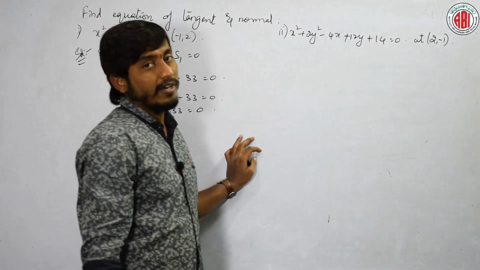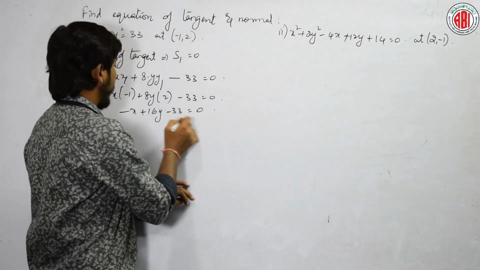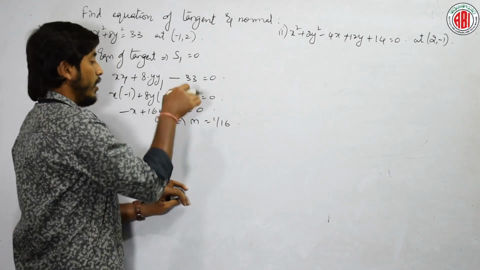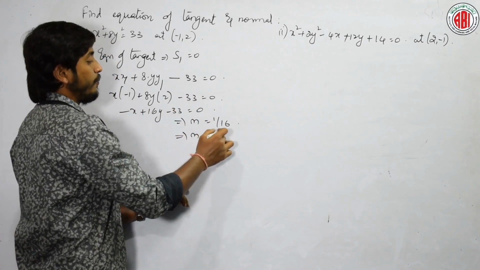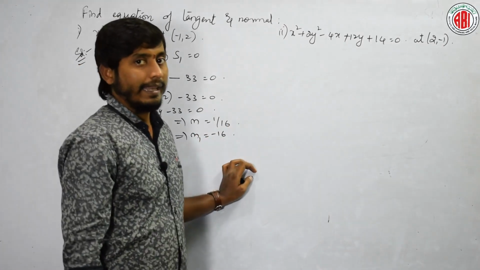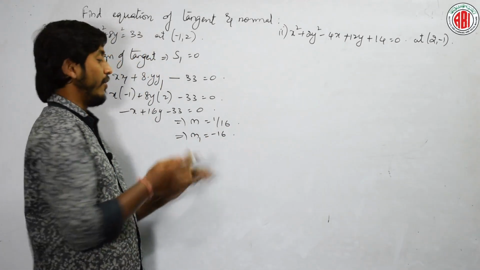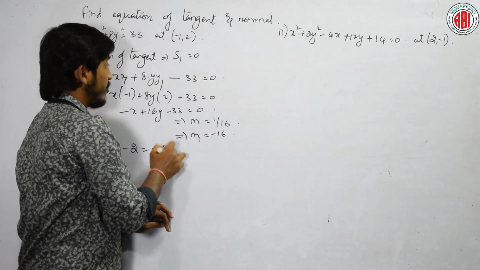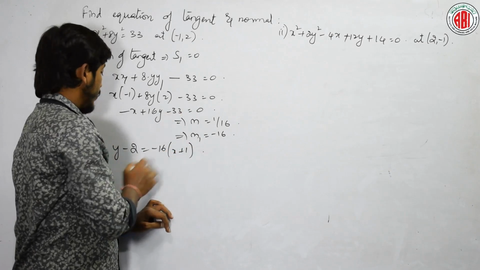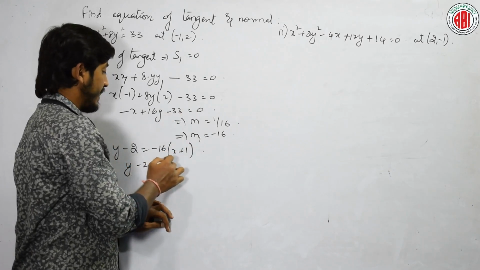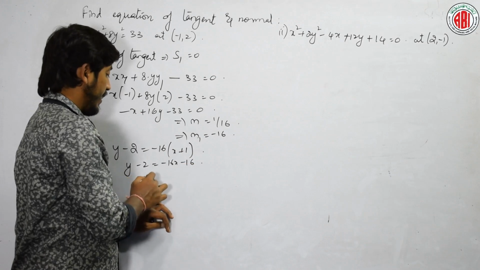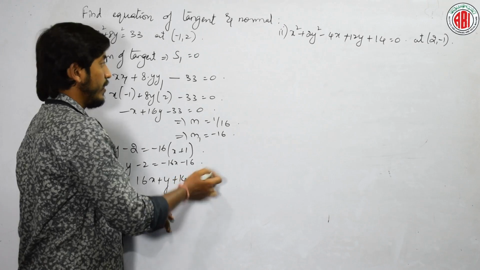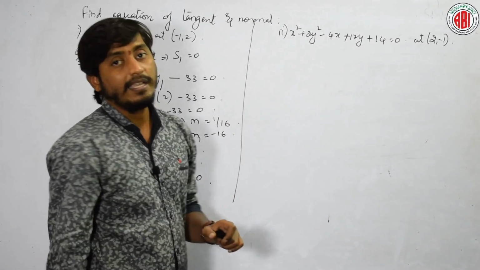Is it? So, what is the slope here? The slope of this equation is 1 by 16, minus x coefficient by y coefficient. What is the perpendicular slope for this? Minus 16, right. So, what is the equation of normal? y minus y1 is equal to this perpendicular slope into x minus x1. So, let us write now y minus 2 equal to minus 16 into x plus 1, that is, minus 16x minus 16. This will be 16x plus y plus 14 equal to 0. That is it. Is it easy?